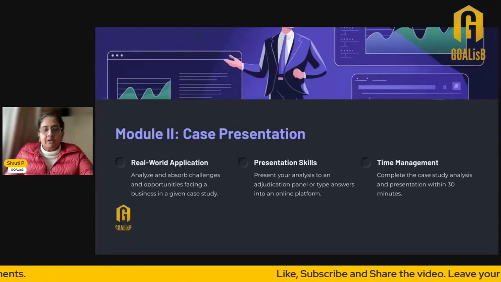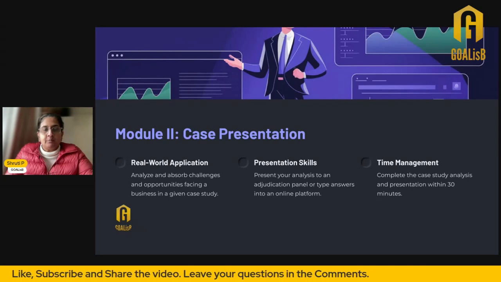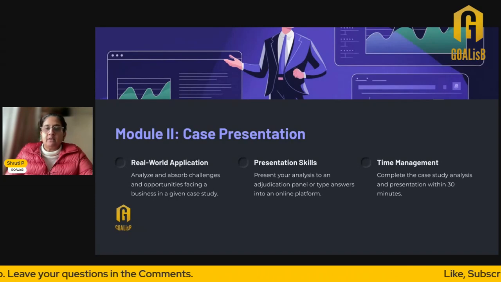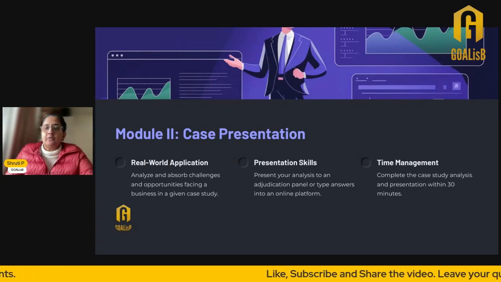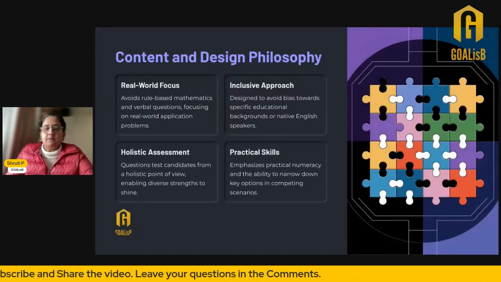Now, coming to the second module, which will be a part of your ISB BAT test, will be the case presentation. There will be a real world based case study. It will have a business scenario that you have to address, and then you have to present your analysis in terms of written submission. You have to complete this case study analysis within 30 minutes for the ISB BAT test.